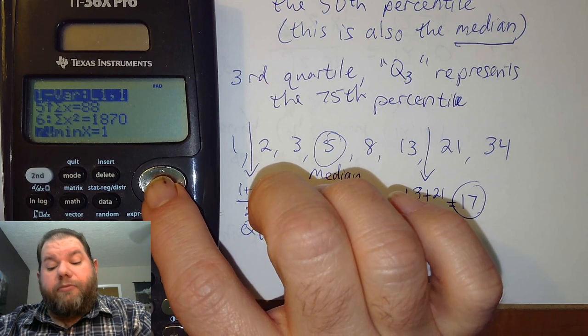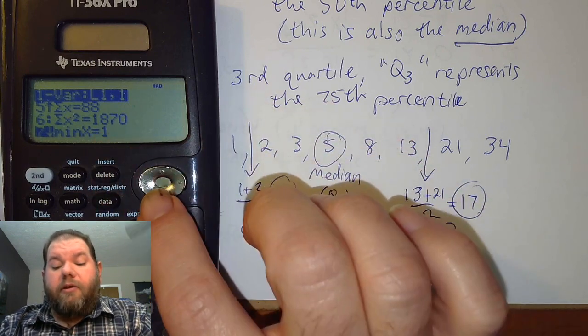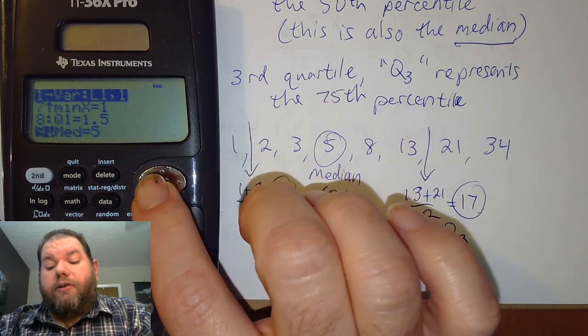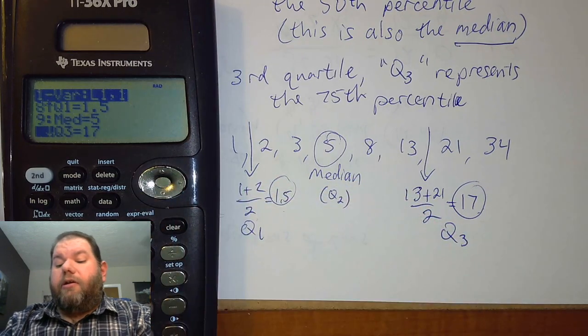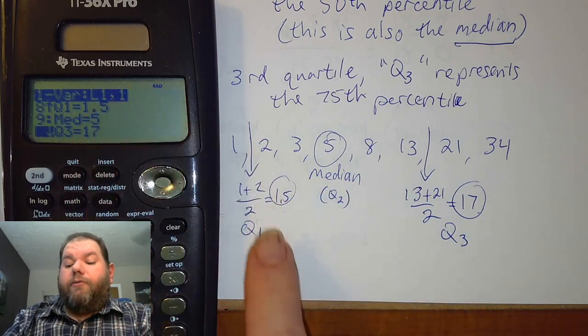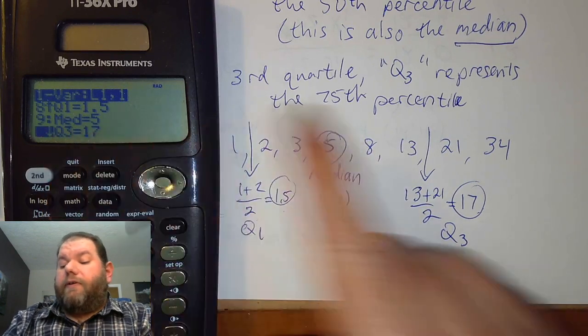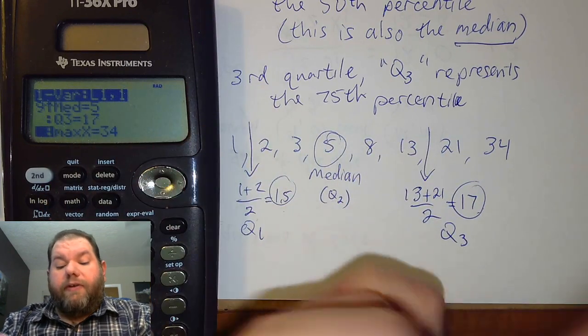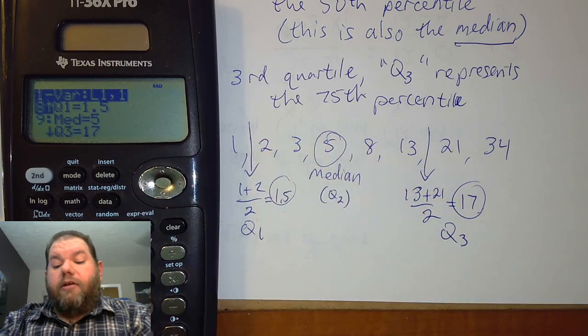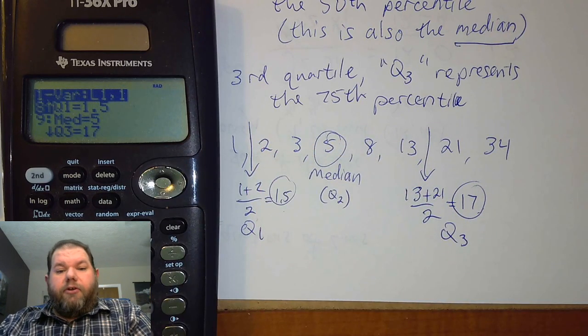But then at the bottom we have these values here, the minimum. Then we have Q1, median, and Q3. You see you get 1.5 for Q1, median is 5, and Q3 is 17. And of course it says the maximum below that. But we were interested in those three in particular here.